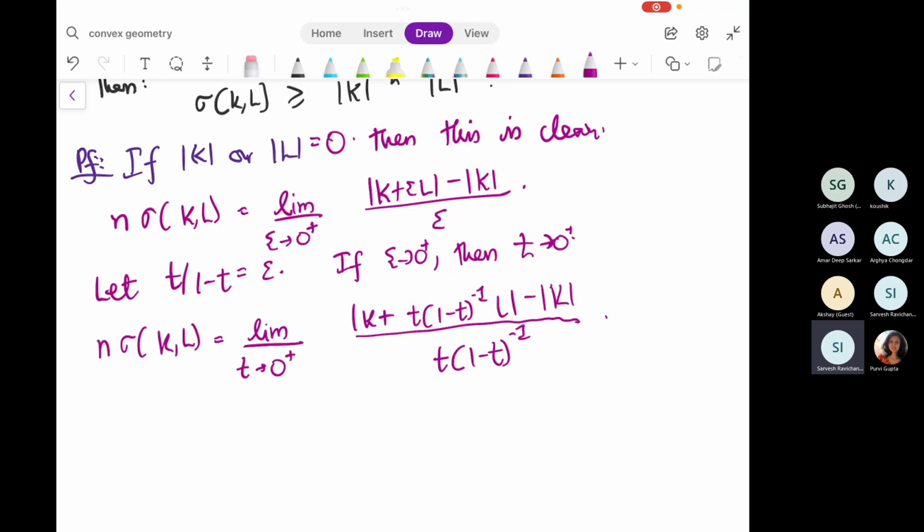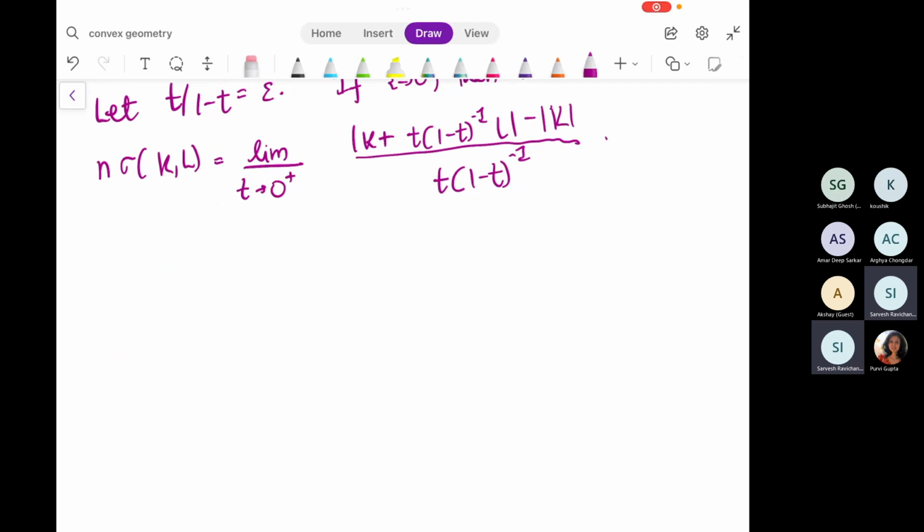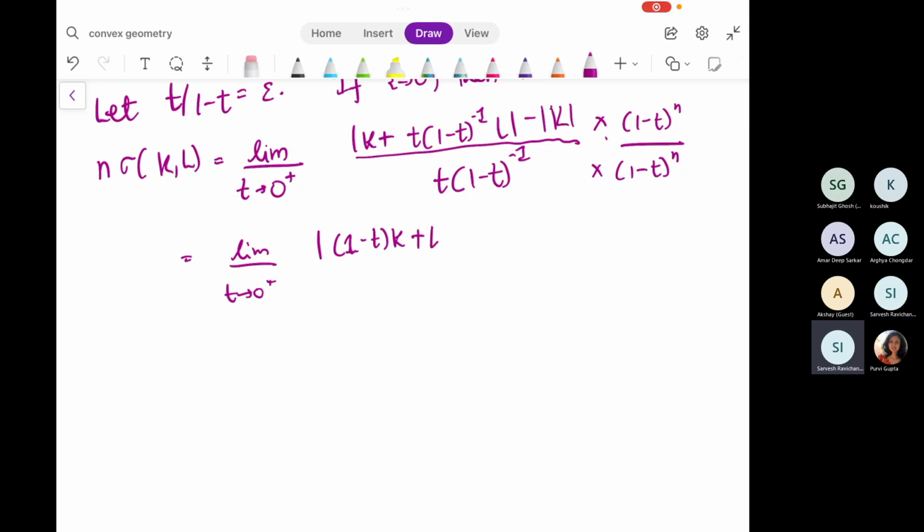I will do so. So what we will do is we'll find an alternate expression for this mixed perimeter, sigma KL. And how will we do it? We will actually multiply top and bottom on this particular occasion by this quantity 1 minus t to the n. So when we do that, what do we get? We get again the limit as t tends to 0 plus of, this time by homogeneity, we will be able to absorb the 1 minus t inside.